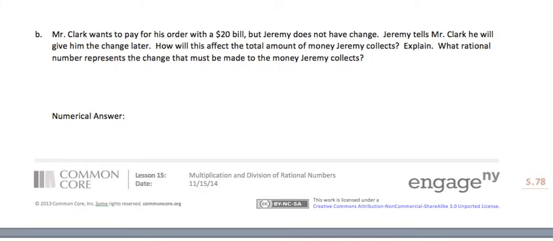In our second question, Mr. Clark wants to pay for his order with a $20 bill, but Jeremy does not have change. Jeremy tells Mr. Clark he will give him the change later. How will this affect the total amount of money Jeremy collects? We'll need to explain, and then we'll need to write what rational number represents the change that must be made to the money Jeremy collects.